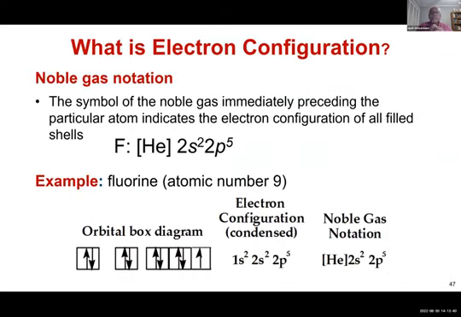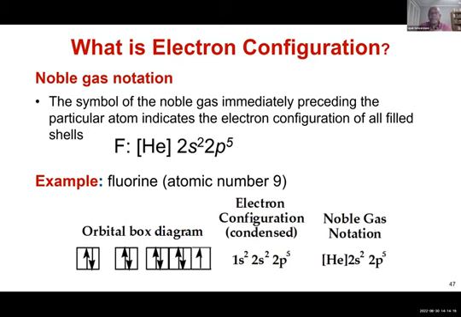What is electronic configuration in noble gas notation? We already abbreviated the core electrons for potassium. Remember, in the previous slide, we did that. The same is followed for fluorine. The noble gas before fluorine is helium. Before going to fluorine, helium is the noble gas.